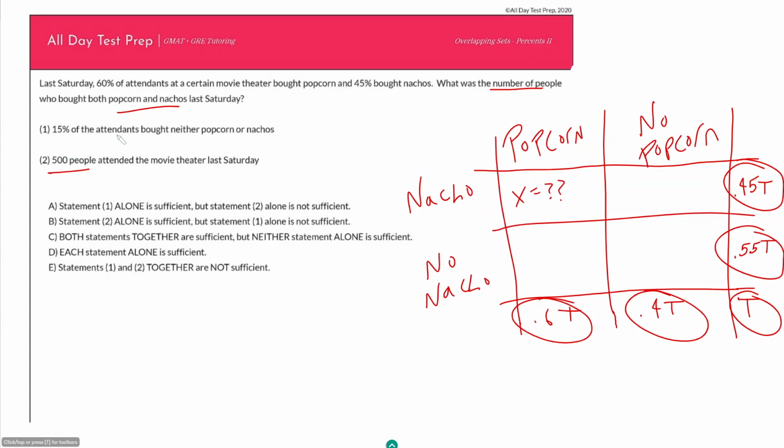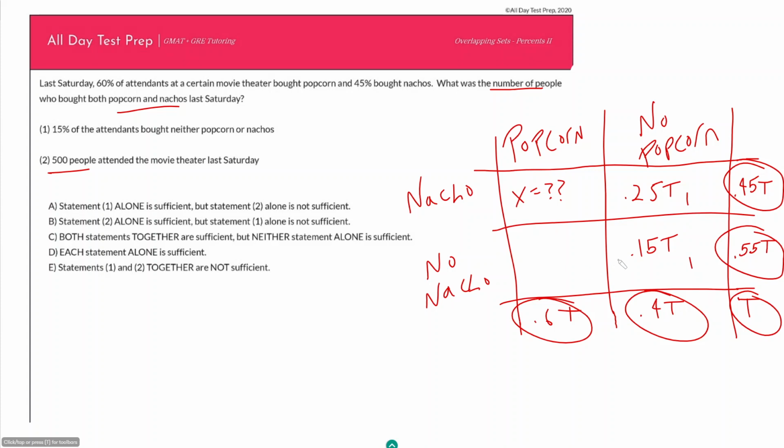Statement 1, 15% of the attendants bought neither popcorn or nachos. So that's 15% of my total people. So that means this box here should be 0.15T. And that means 25% of my people bought nachos, but no popcorn, because this is 0.25T, because this box here plus this box here has to sum up to 0.4T. So this information is both from statement 1. So I'm going to put a little 1 in the corner here.